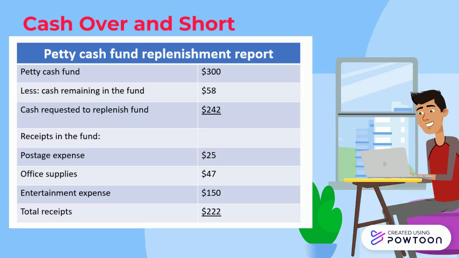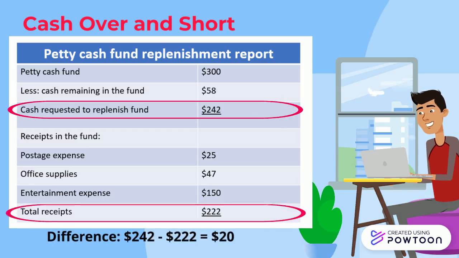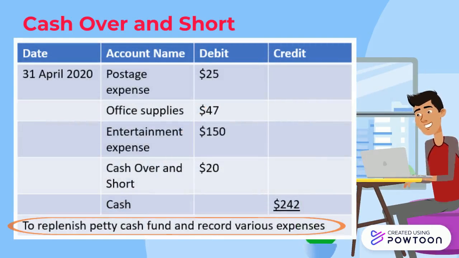In our example, $242 is to be replenished even though our receipts show that $220 of expense was made. This results in a $20 charge in the cash over and short account, which means it has been debited and recorded as an expense.